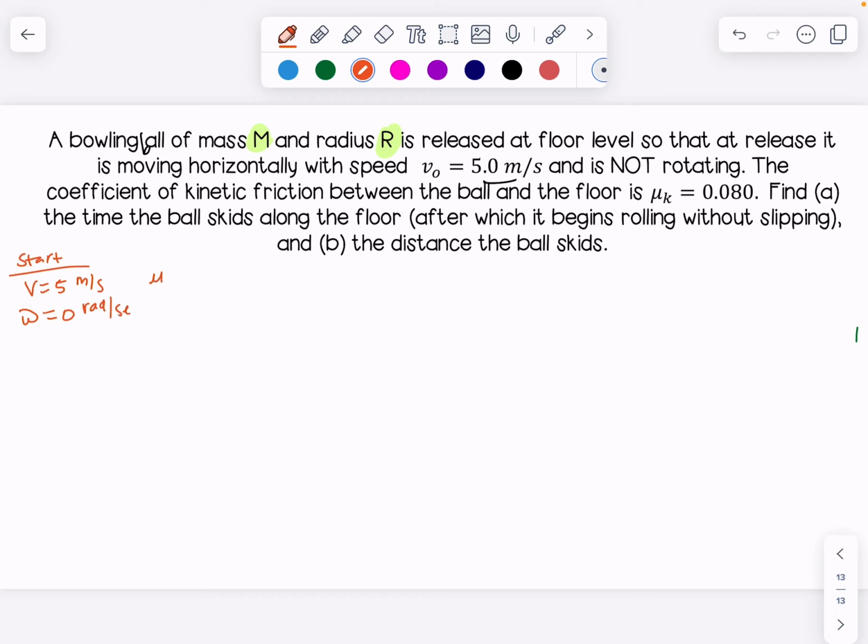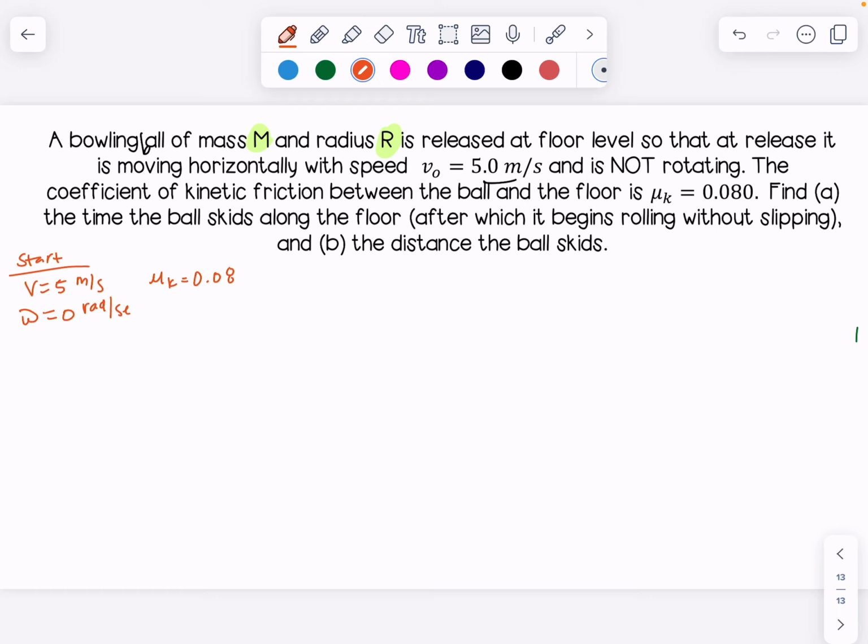It gives us a coefficient of kinetic friction. We know that if you're sliding, you're skidding, there's going to be that kinetic friction. And because the kinetic friction is away from that center of mass, it is going to cause a torque. So we're going to look at that too. So here we have it as 0.08. And I think that's all the information it gives us to start.